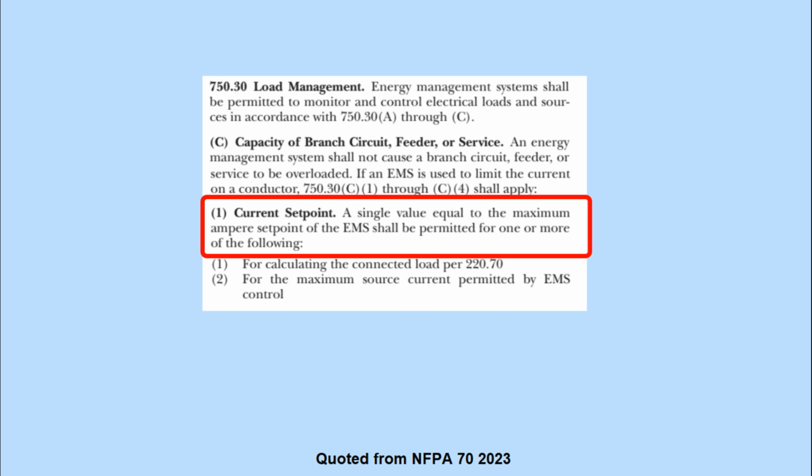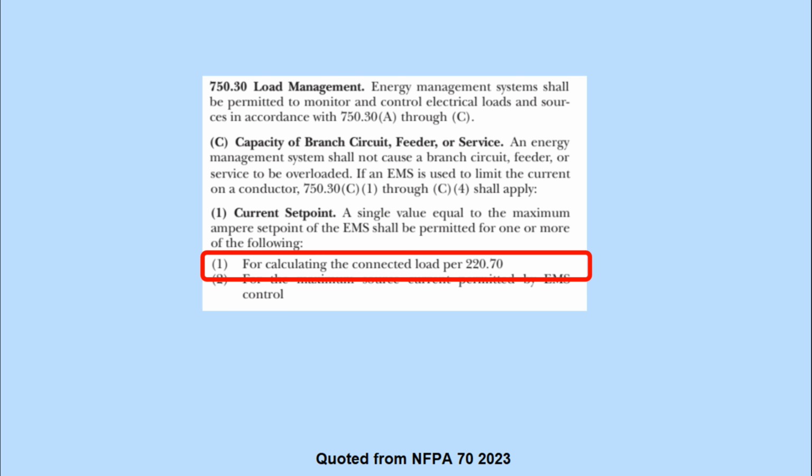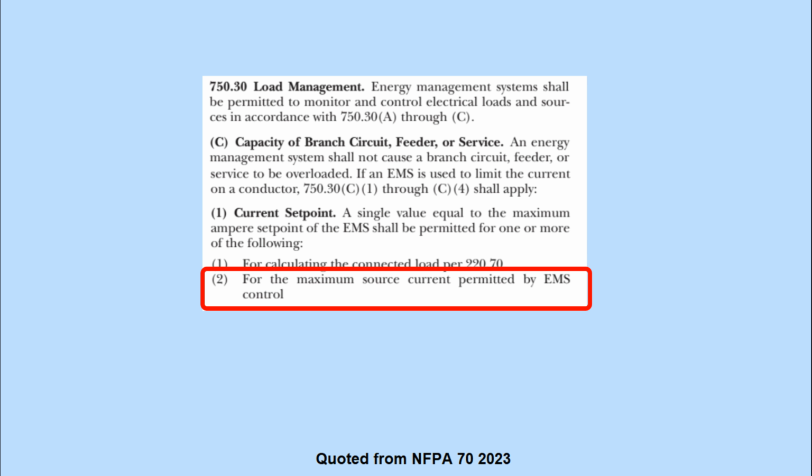1. Current set point. A single value equal to the maximum ampere set point of the EMS shall be permitted for one or more of the following. 1. For calculating the connected load per 220.70. 2. For the maximum source current permitted by EMS control. So a single set point in the EMS can control the maximum ampere set point of the source current.